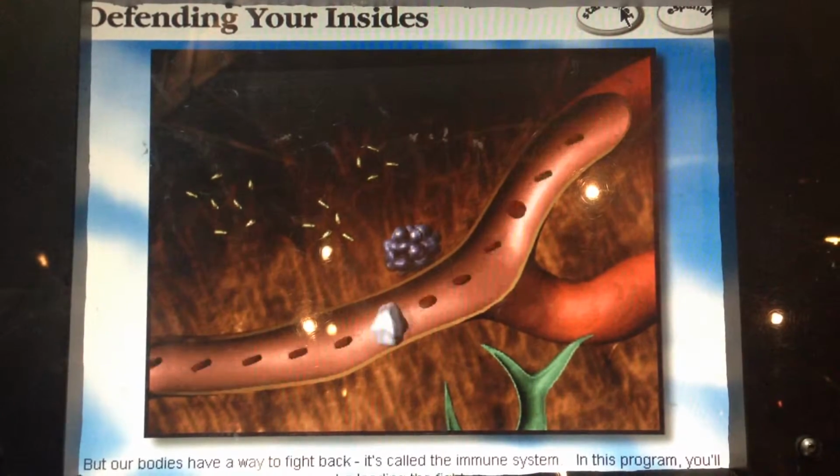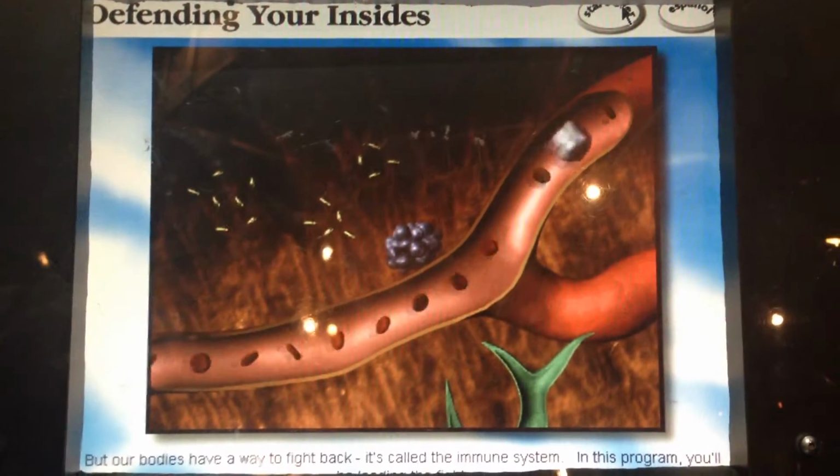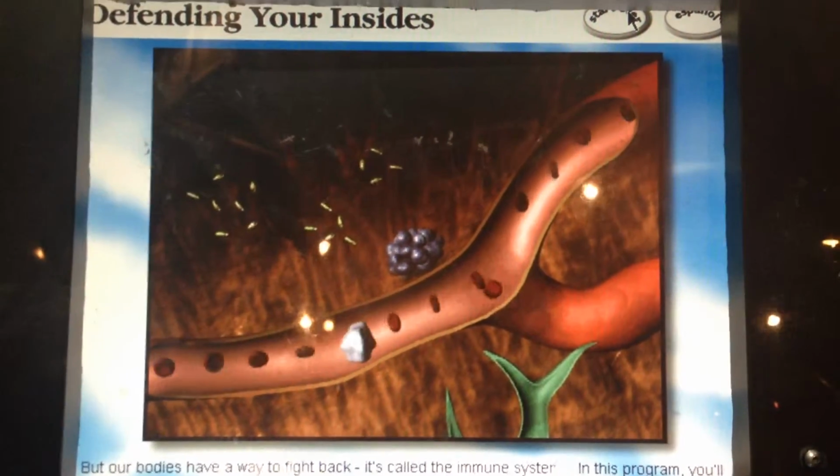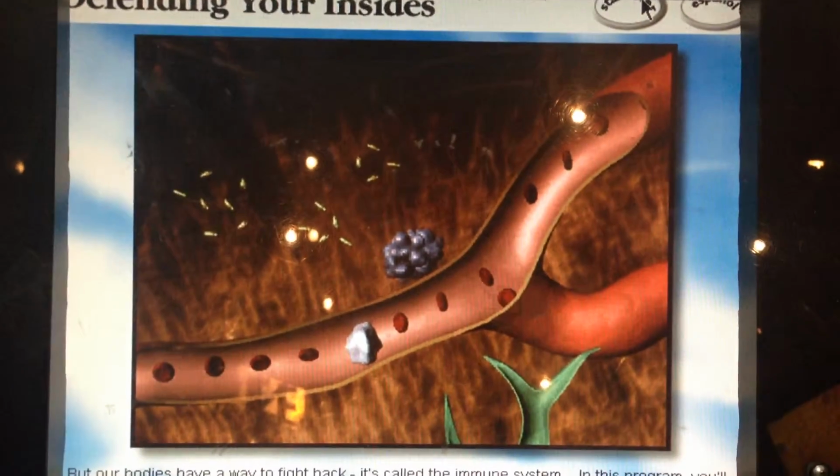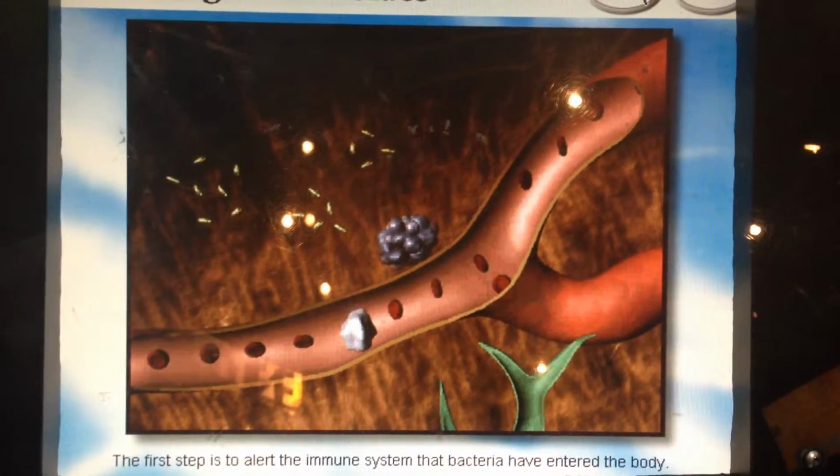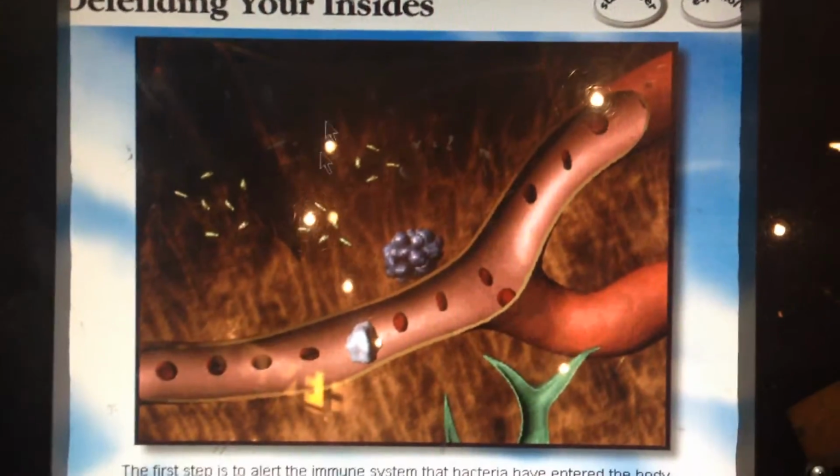But our bodies have a way to fight back. It's called the immune system. In this program, you'll be leading the fight. The first step is to alert the immune system that bacteria have entered the body.